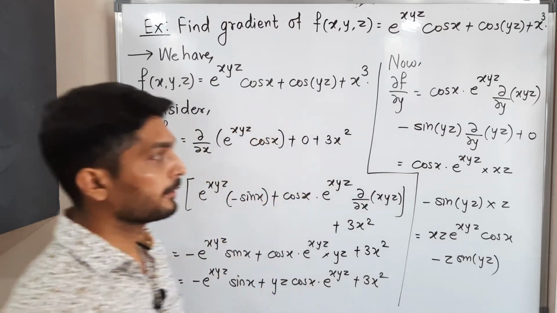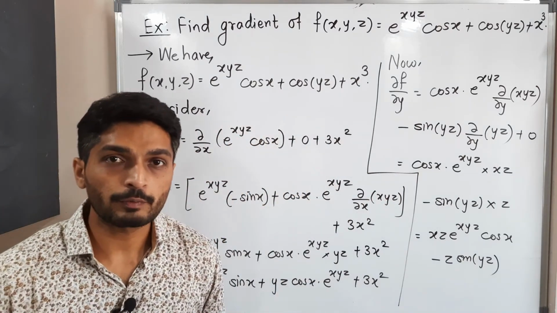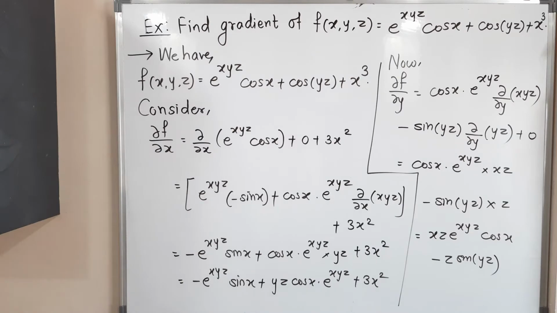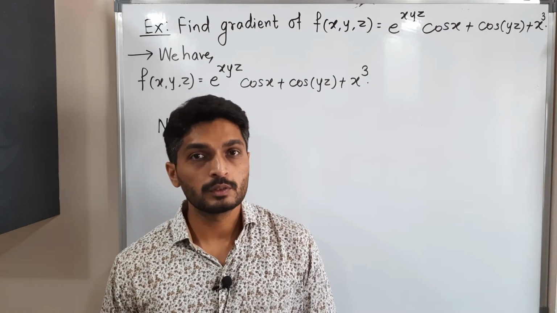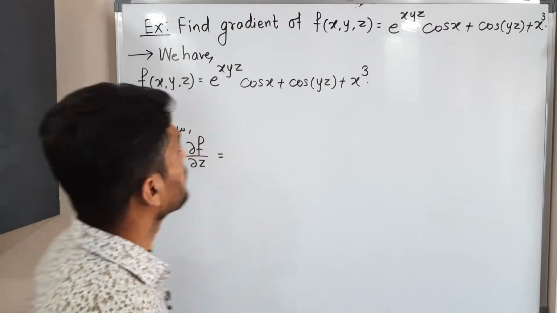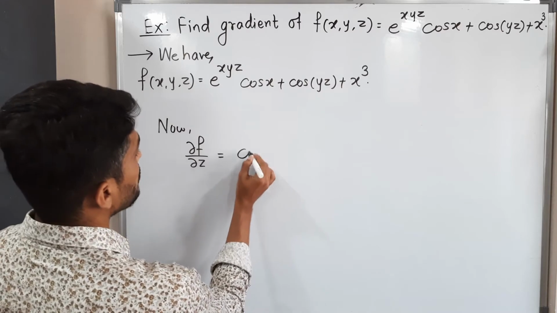yz. Okay. After that we have to find the derivative of f with respect to z, but there is no more space. Make a screenshot of it, then we will go further. Now we will find the derivative of f with respect to z. Let us find. Cos x is a constant.